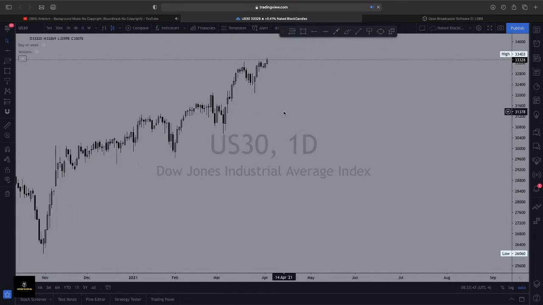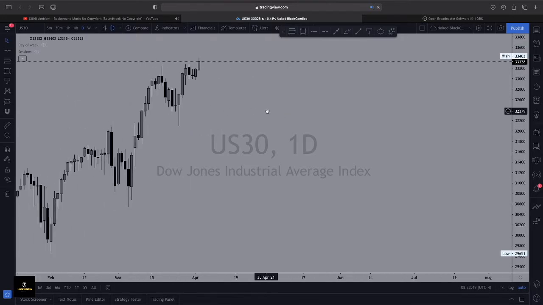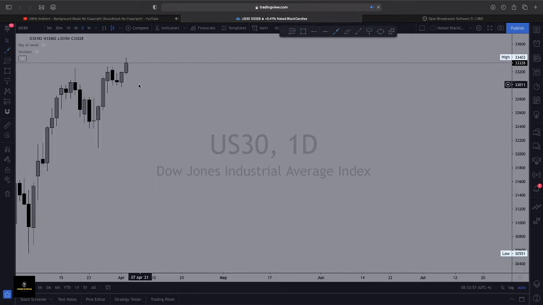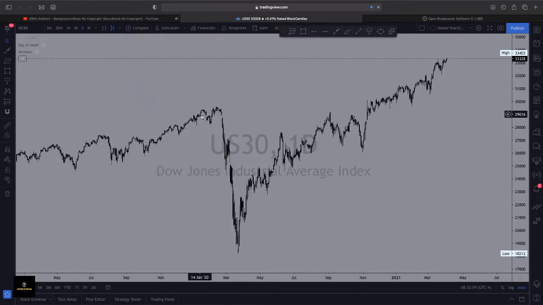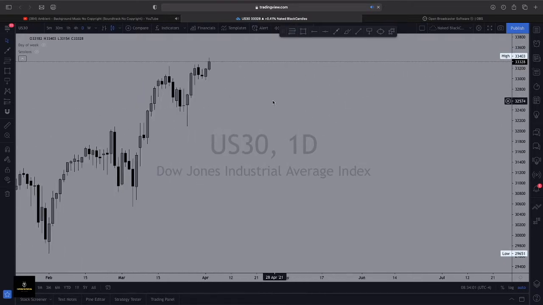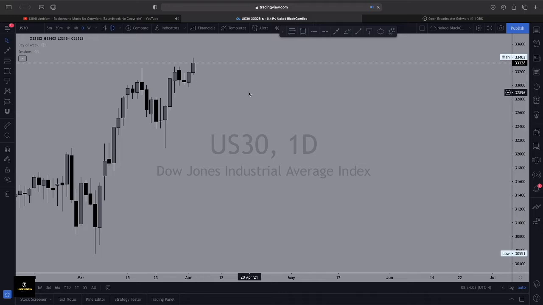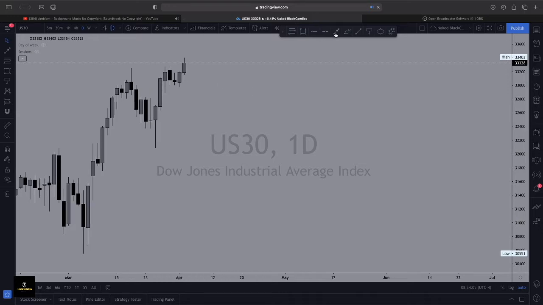I'll look at the daily, zoom on in, and if you take a look at it, just look at it like this. Price has been extremely bullish. US30 has been bullish since March of 2020, and I don't see it coming down anytime soon. So overall, we're still bullish for this week.